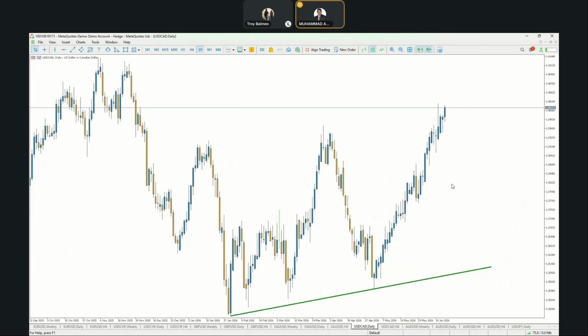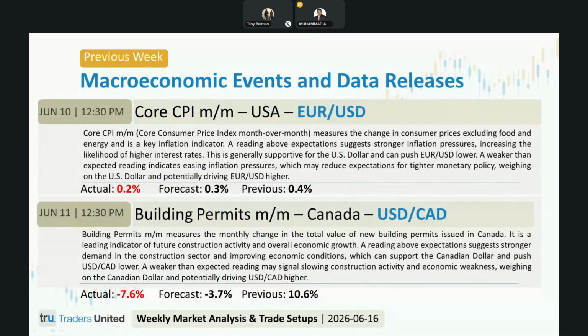Currency traders translated the financial news data as a sign of weakening economic momentum, reducing confidence in the Canadian dollar. As CAD weakened, USD CAD gained upside momentum, supported by both the Canadian dollar selling pressure and continued relative strength in the US dollar. Now, why USD CAD moved up?